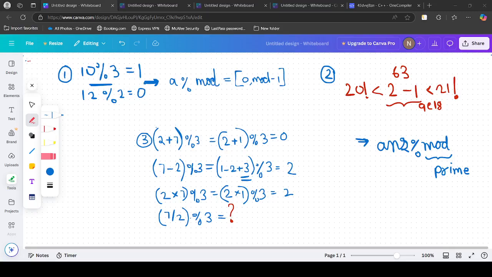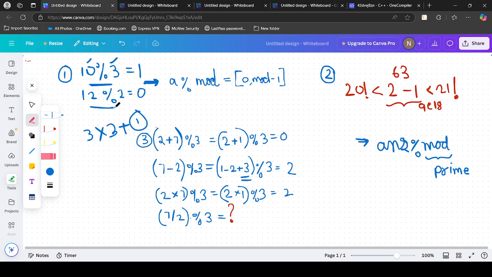Hello, let's discuss some basics of combinatorics in today's video. Coming to what is mod, it is just the remainder when a is divided by b. So 10 mod 3 is equal to 1 because 3 times 3 plus 1 is equal to 10. So the remainder when 10 is divided by 3 is just this 1.